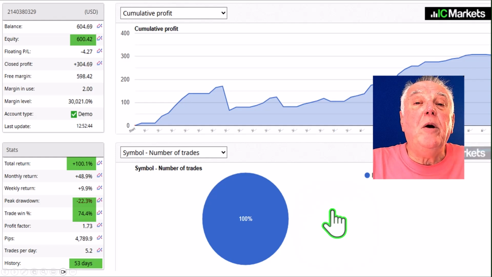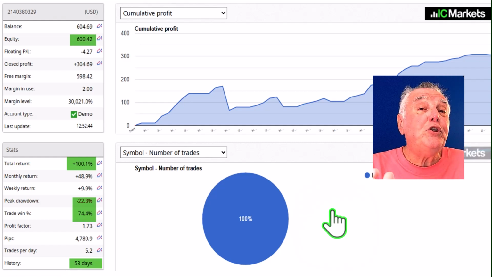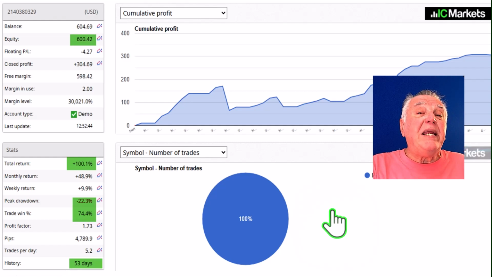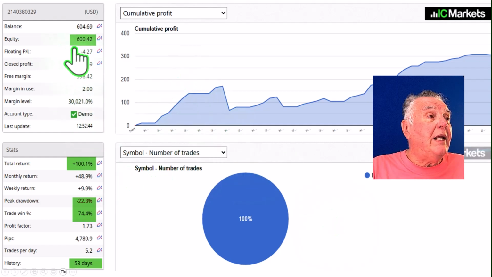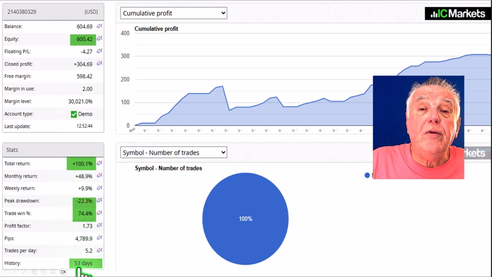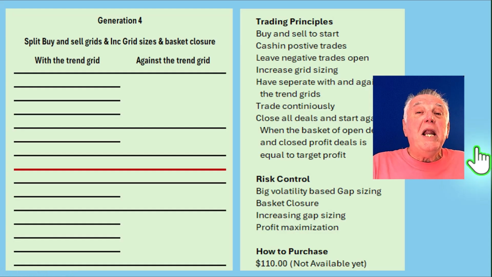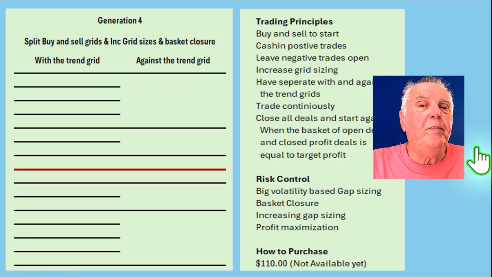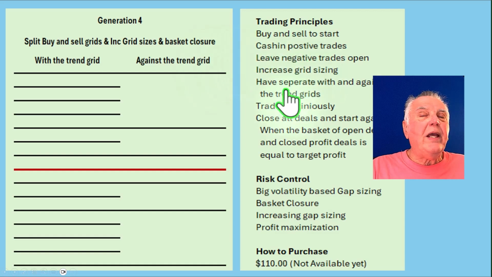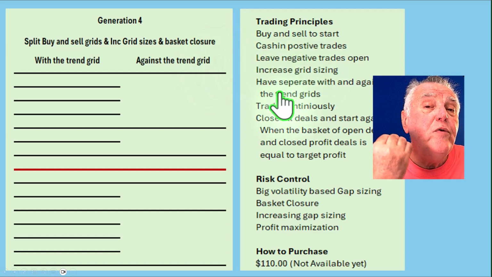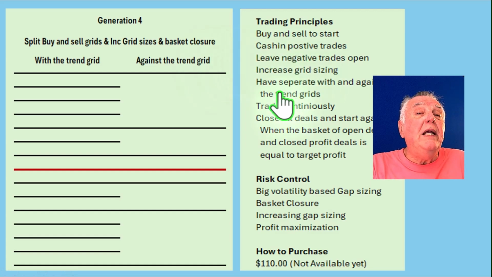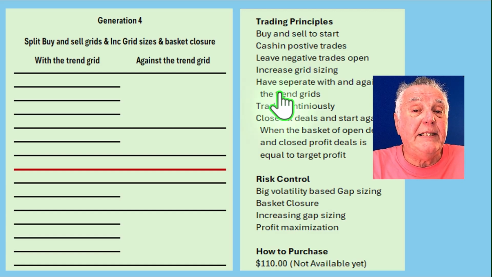And here's an example of generation 2 and generation 3 being traded very successfully. This account has doubled its balance of $300 in 53 days. And it has very little drawdown. Now we get a little bit more complicated, and we say, okay, how can we improve risk management but also increase profitability at the same time?